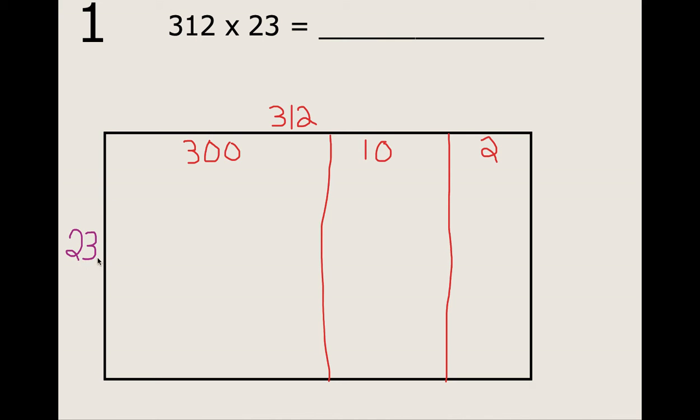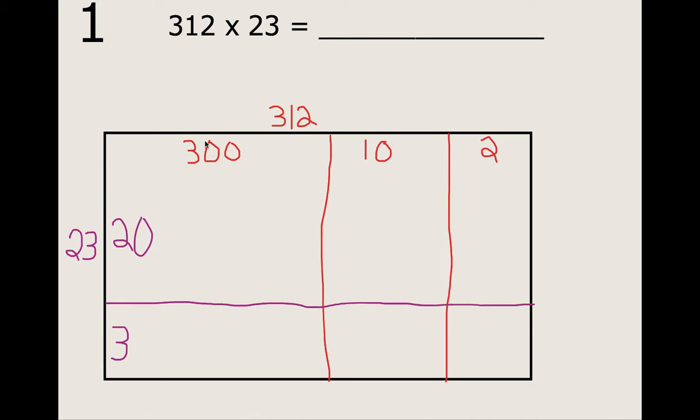And then 23, just the same as we did in the last 2 problems. I'm going to break that up into 20 and 3, and there's my line. Now we're going to do the same thing, same next step. We're going to multiply all of our numbers here and then add them together. So first we're going to do 300 times 20.